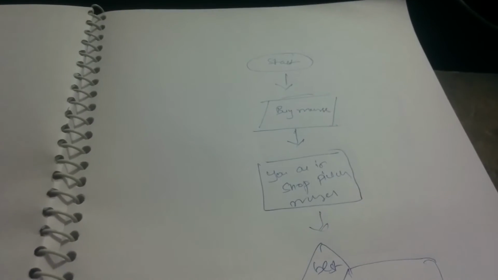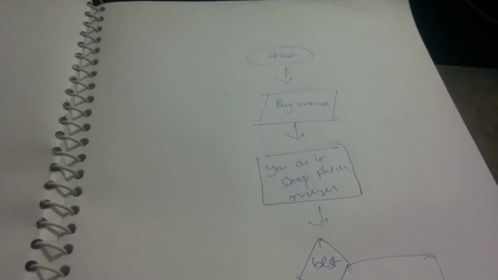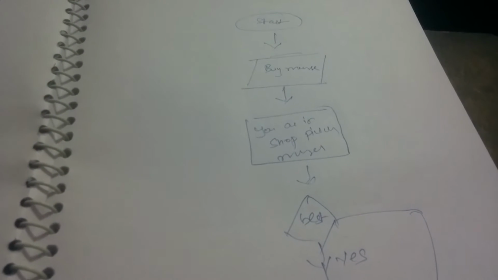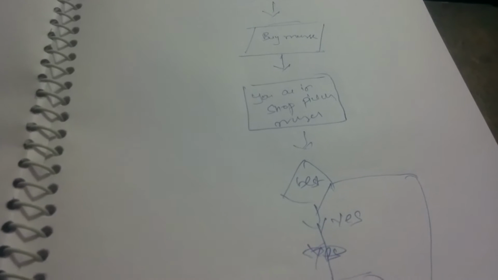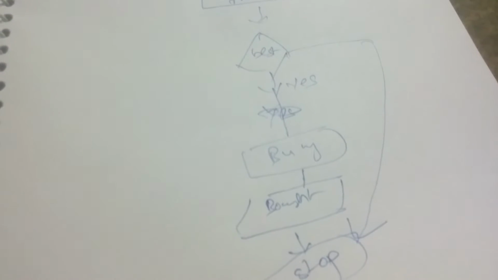You understand this well, right? The flowchart, how we write this, is nothing but a pictorial representation of an algorithm. We start, buy mangoes, you are in the shop picking up mangoes, and if these mangoes are the best, you buy them, the result is bought, and you stop. If the mangoes are not the best, you just stop there and return back.